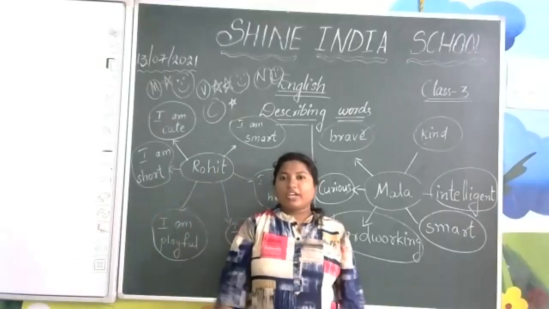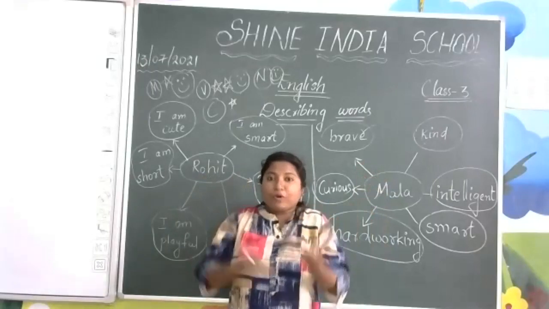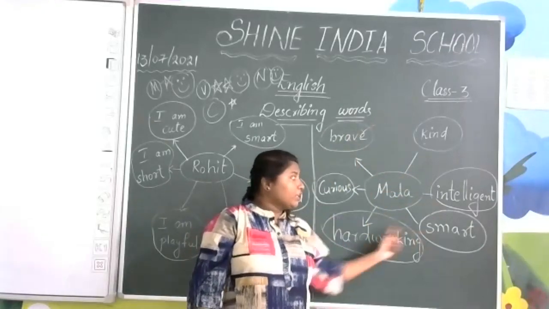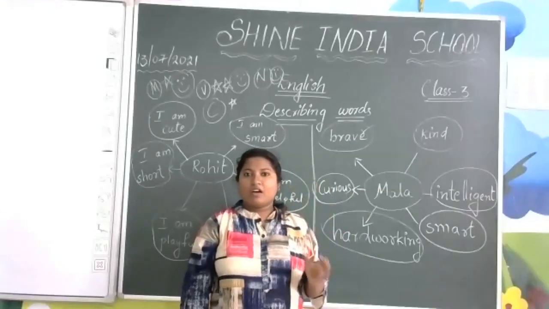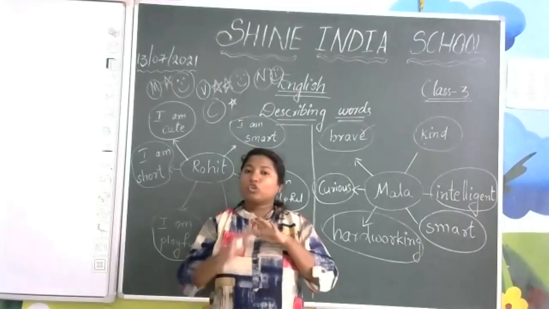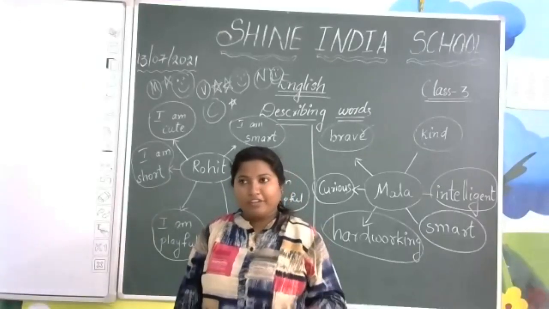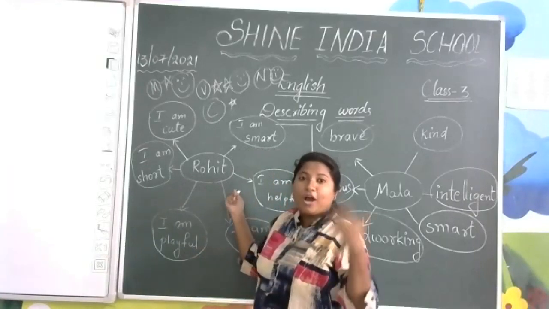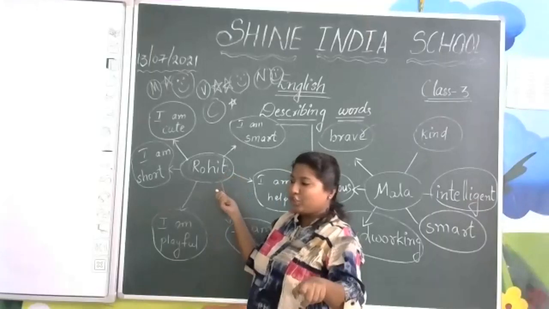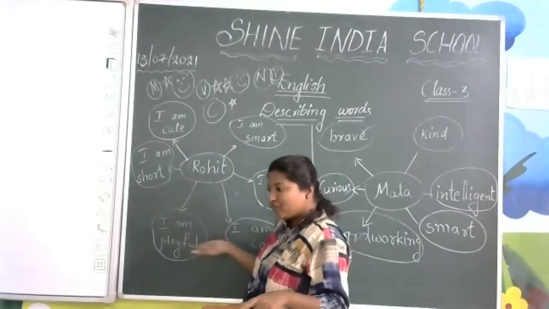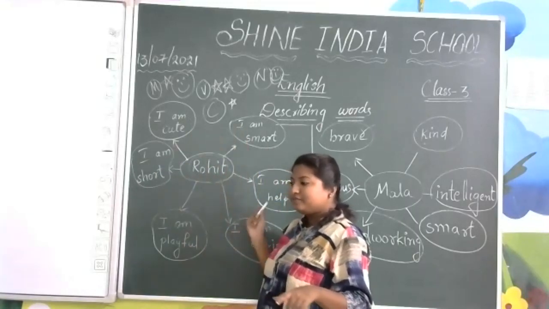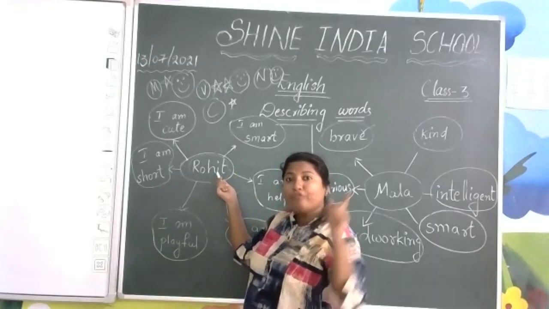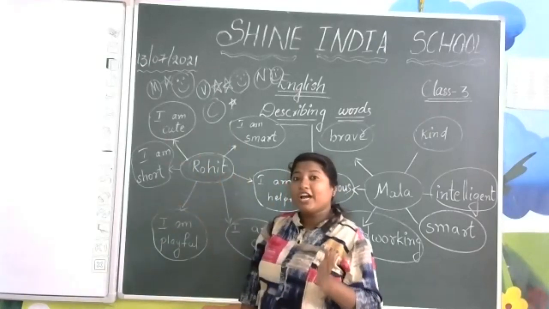So that's all for our class today. I hope you understood how to tell about yourself and our character, and also we discussed what kind of a girl Mala is, with reasons. You listened to the class very well, and answered very well. I'm happy. So today's homework is to describe yourself. In the place of Rohit, write your name. This is called a word web. You should make a word web of yourself and write what kind of a person you are.